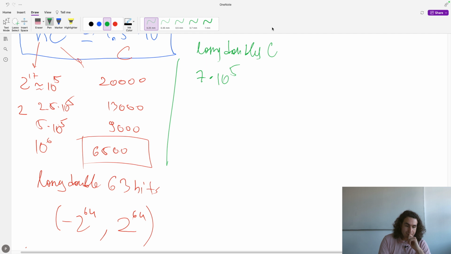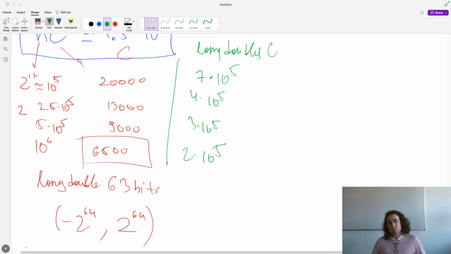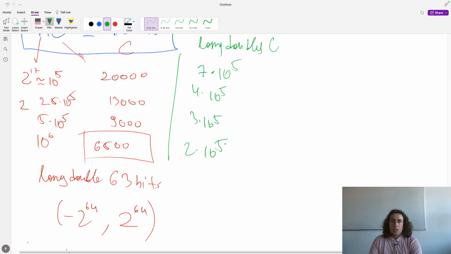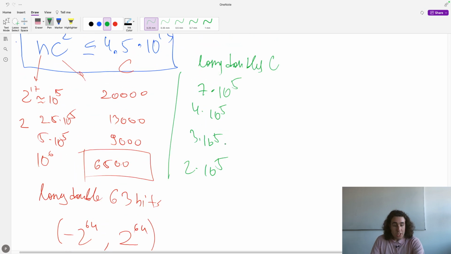Here like 4 times 10 to the 5, 3 times 10 to the 5, and 2 times 10 to the 5. That's not bad, I think, right? But of course long doubles are going to take even more space. And I just talked about it briefly. There's a lot more about this that you can find on the internet. All the links are in the description.